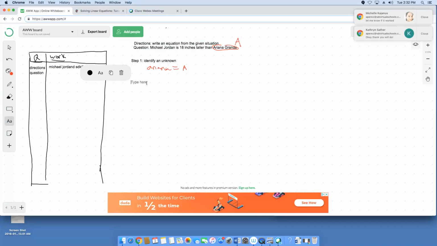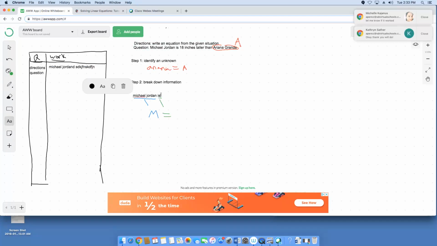Now our step 2 is just, like before, break down information. All right, so we have Michael Jordan is. I'm just going to type that over here. Okay, so how do we break that down? Well, let's give Michael Jordan a letter. Let's say he's M. Well, we know our is an equal sign, right? So let's break that down. Equals. Okay, now let's see what the rest of this is.